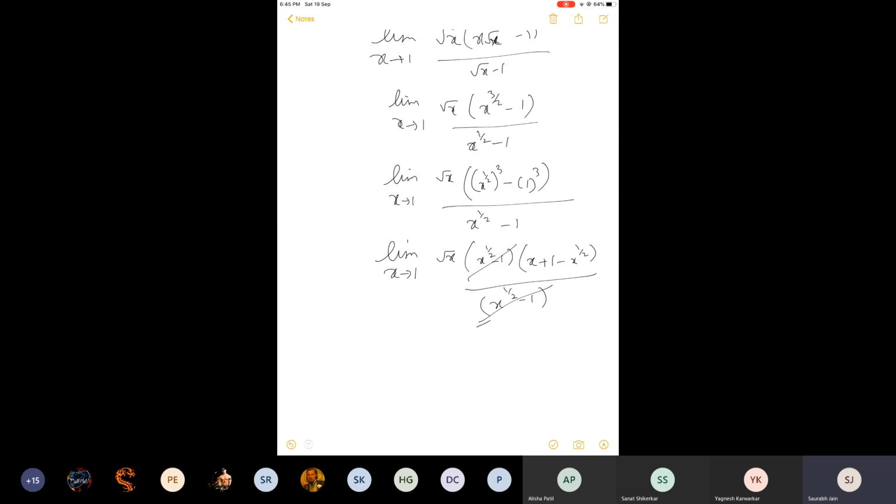Because you have identified the term and cancelled the term which is leading to indeterminate form. Put the values here. So what is the answer? Root 1 is 1 and here it will be 1, and minus 1 will be cancelled. The answer will be 1. Okay.